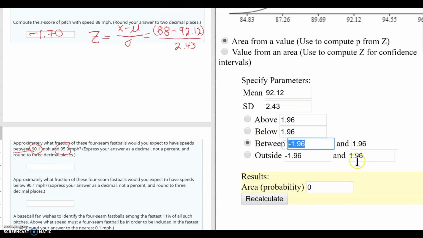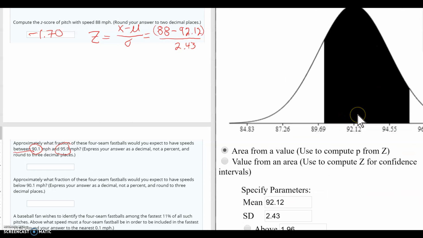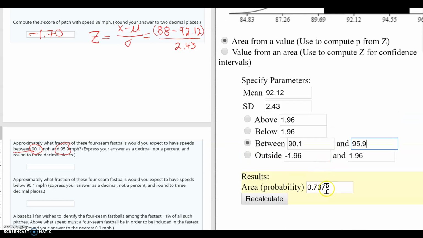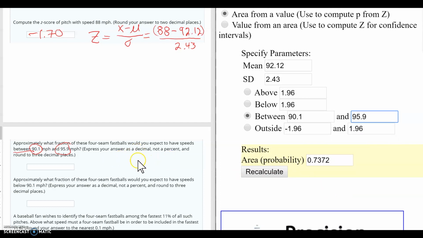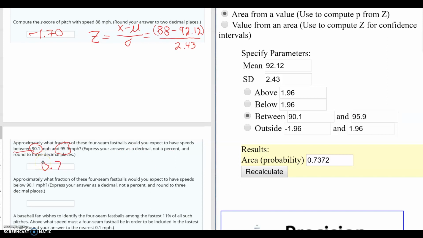I want to go between, let's see here, 90.1 and 95.9. So here's my answer. That's the area. If you look up here in the picture, that's a pretty big area that's shaded. So 73.72% were thrown, but they want my answer as a decimal, not as a percent, and they want it to 3 decimal places. So I'm going to write it in here, 0.737.